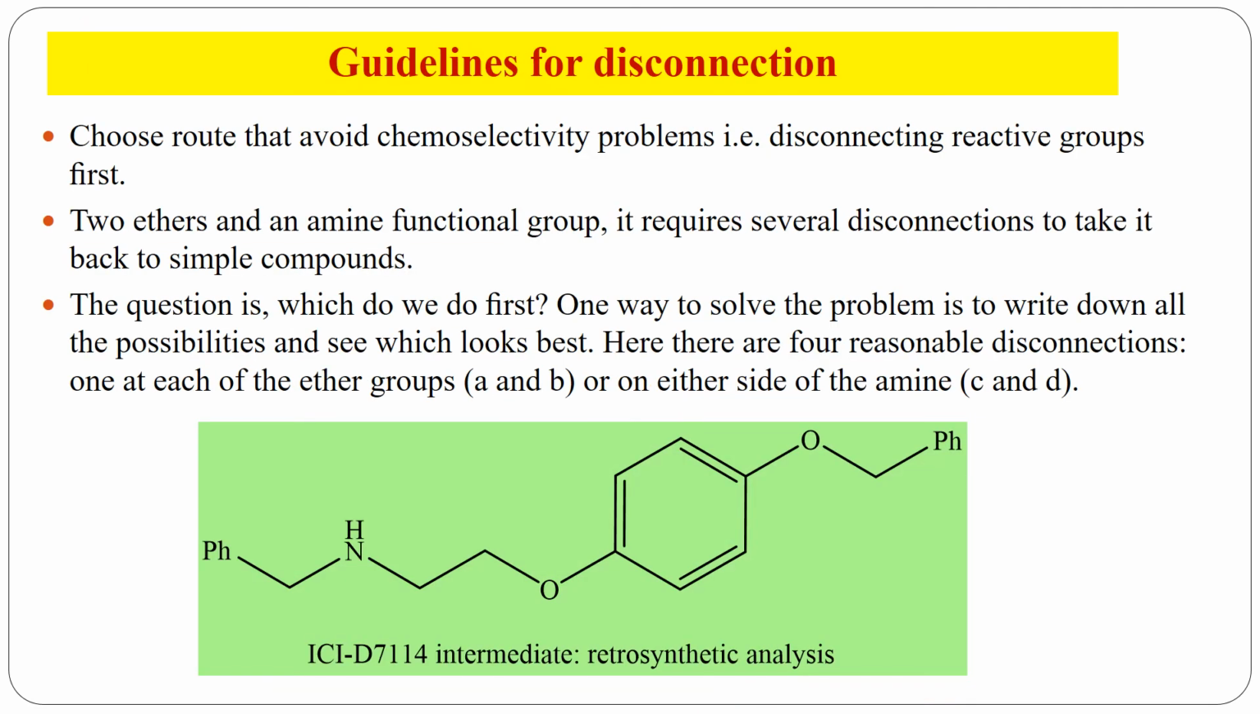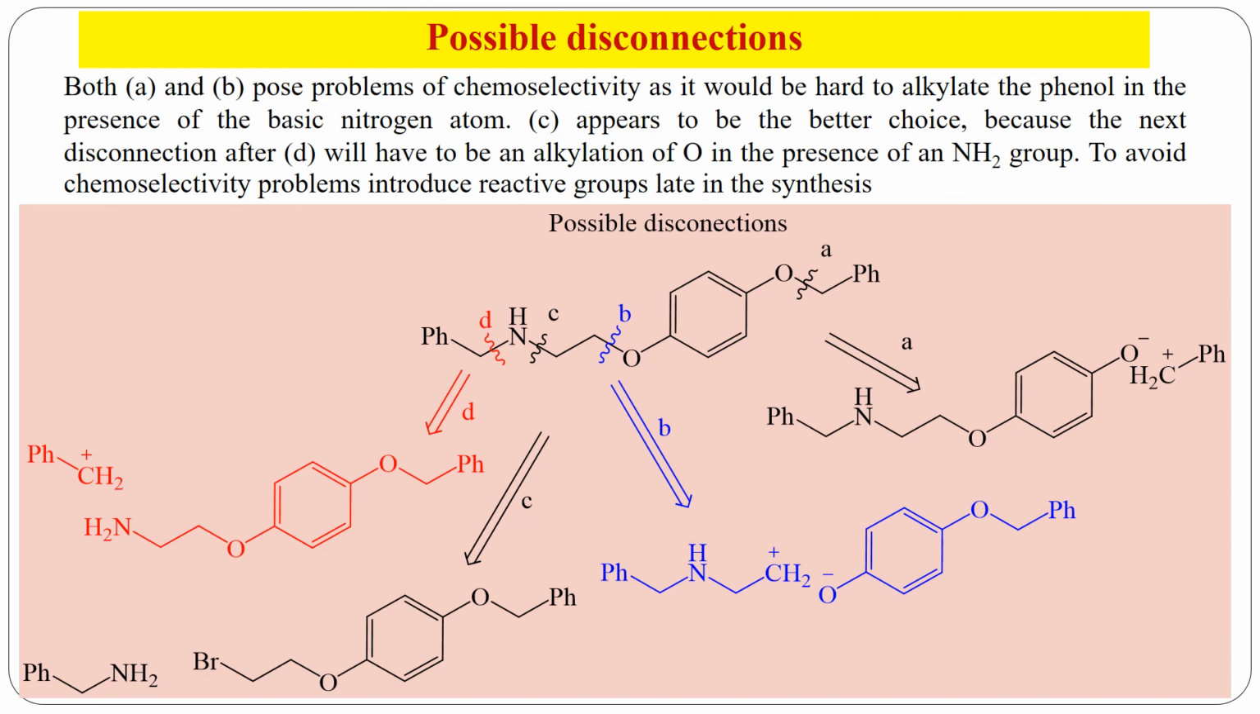Here are some other guidelines. Choose that route which avoids chemoselectivity problems, that is, disconnect reactive groups first. Here are two ethers, one is this and the second is this, and an amine functional group. There can be several possible disconnections, so the question is what to disconnect first. Here are four possible disconnections. Two disconnections are disconnecting adjacent to the oxygen of the ether. One is A and the other is B.